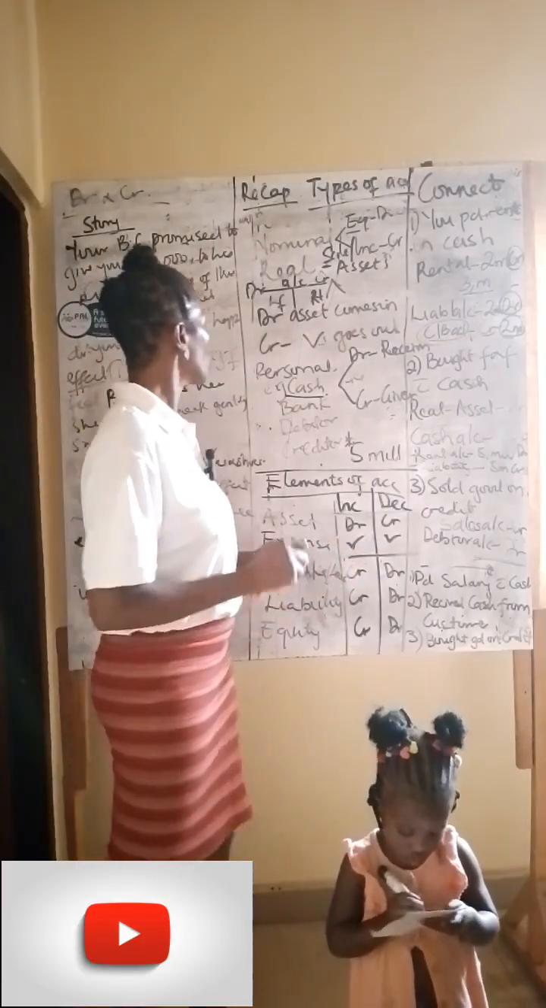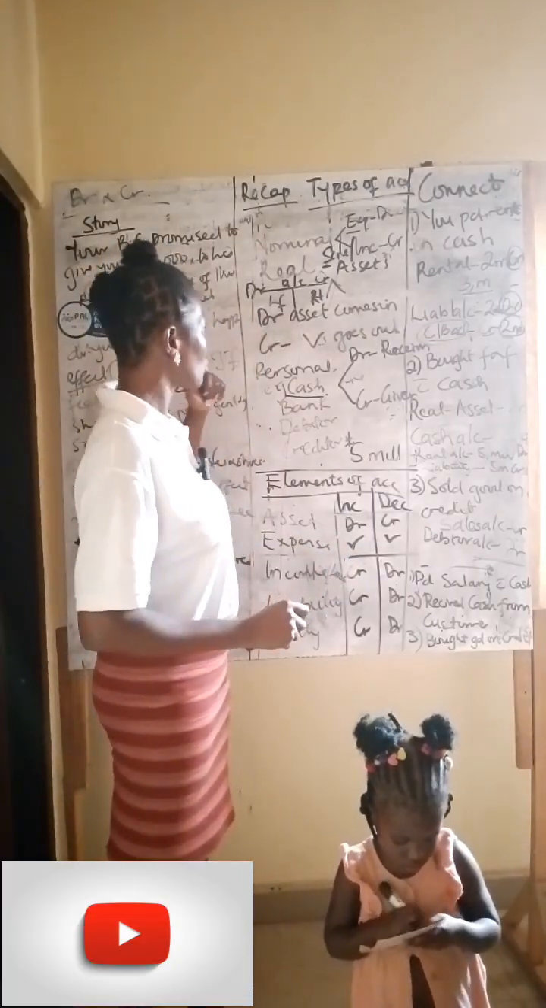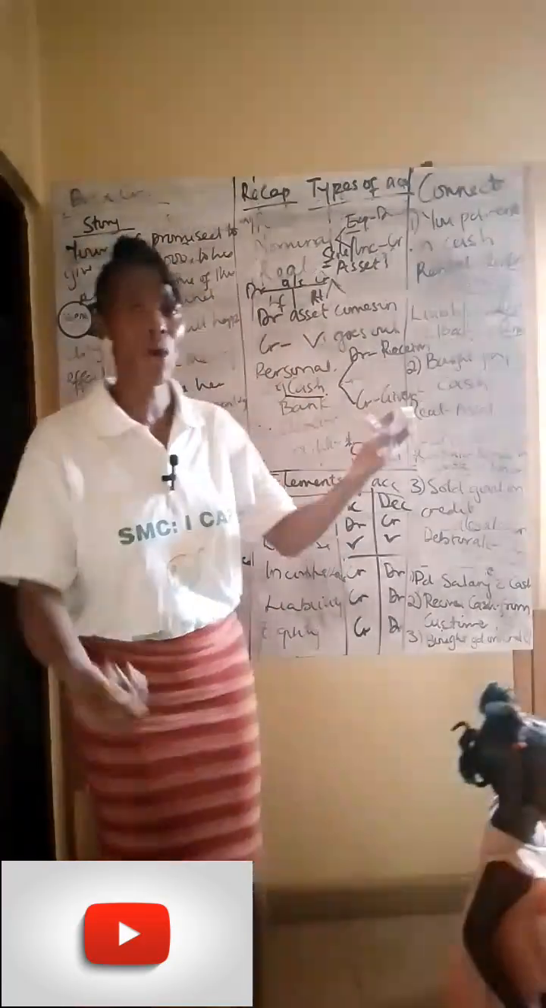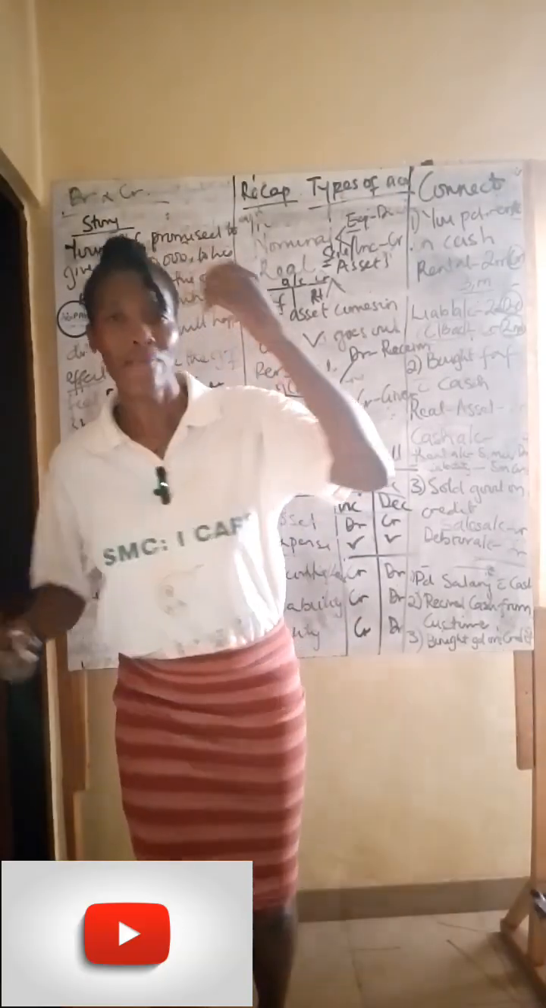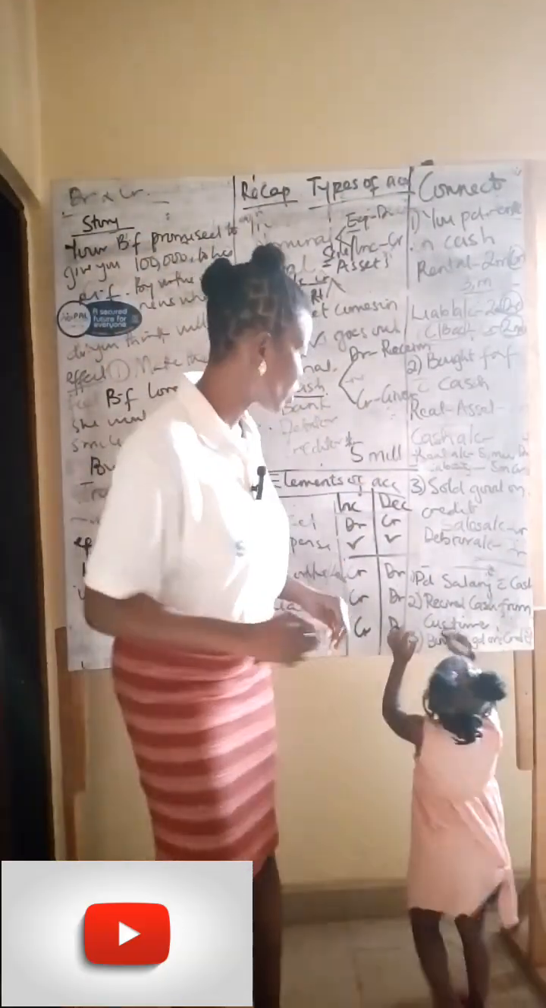Are we together? So, like I said earlier on, whenever you're buying more assets, you're buying more shares, they are coming in. The rule is that you're going to debit.